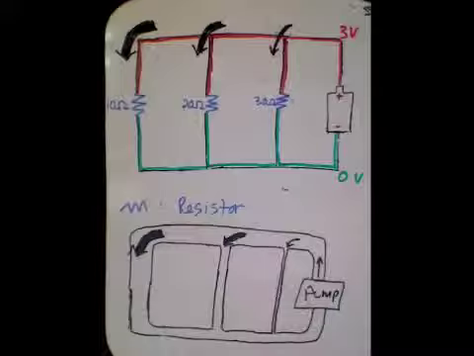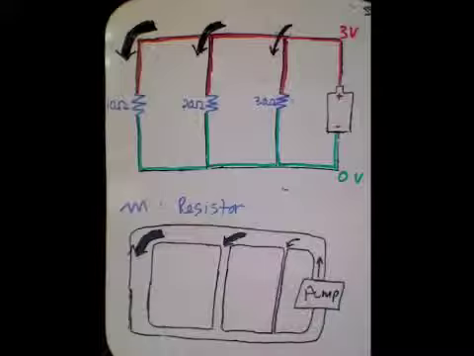Now these 3 resistors are not the same. The one on the left is a 10 ohm resistor, in the middle we have a 20 ohm resistor, and on the right a 30 ohm resistor. Because the one on the left has the lowest resistance, more current is going to flow through there. The one in the middle is going to get a middle amount of current, and the one on the right with the highest resistance is going to get the least amount of current.